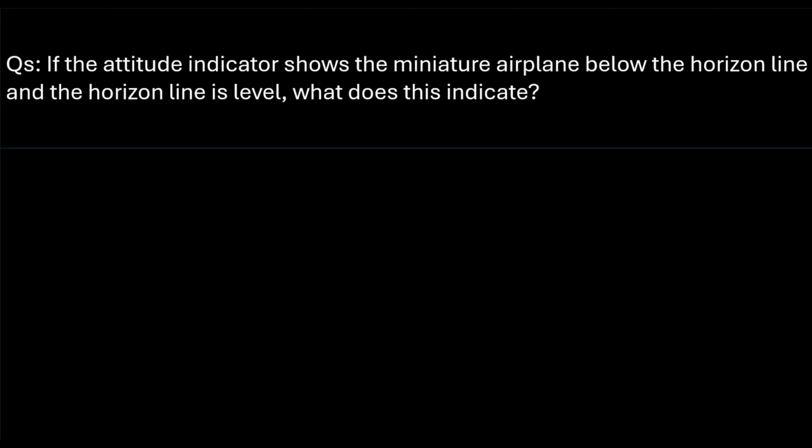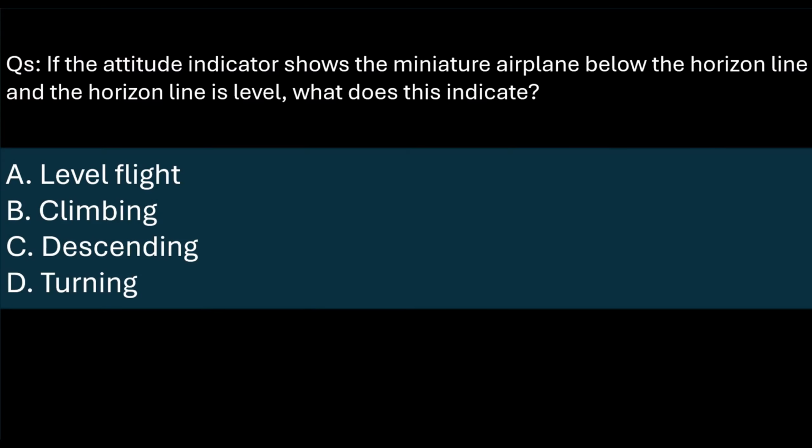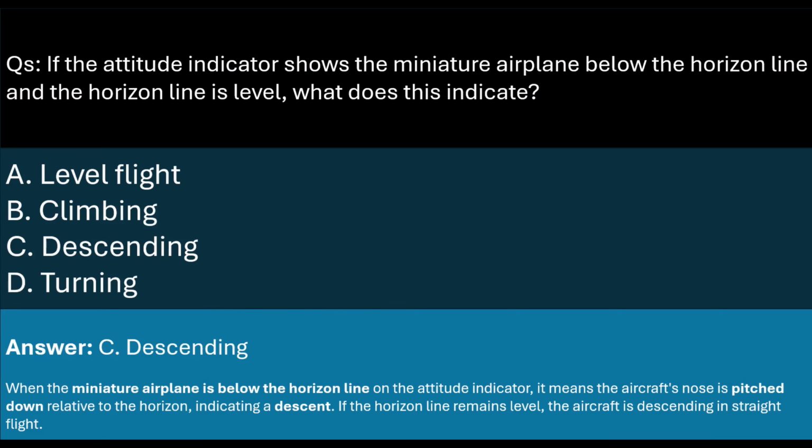Question number 4. If the attitude indicator shows the miniature airplane below the horizon line and the horizon line is level, what does this indicate? Option A, level flight. Option B, climbing. Option C, descending. Option D, turning. So the horizon line is level, and the miniature plane is below the horizon. I think it's descending. So the answer is option C, descending.